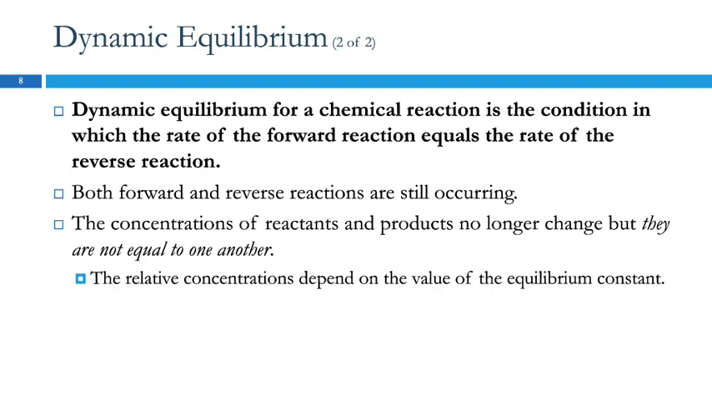We have both reactions still occurring, and it's very important to understand that the concentrations of reactants and products are not changing, but they are not equal to each other. This isn't half of this reacted, and so now we have equal concentrations. There are some reactions that will end up like that, but the relative concentrations depend on the value of the equilibrium constant. So you can have an equilibrium where you have hardly any products, or hardly any reactants, or anywhere in between. It all depends on the equilibrium constant.